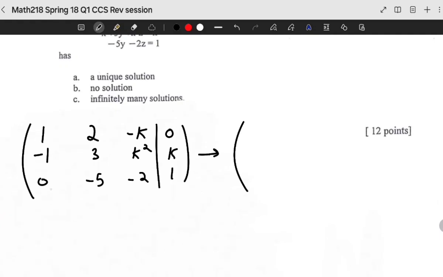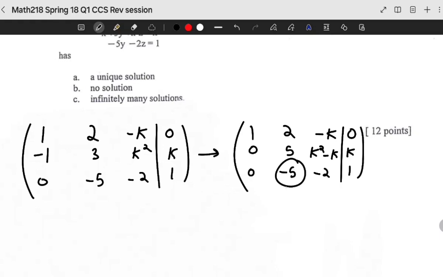My thought process here is I want to make these two entries equal to 0 by adding a multiple of row 1 to them. This entry is already 0, so I'm not going to worry about it. For this entry, I'll just add row 1 as is, so 1 times row 1 plus row 2. So 1, 2 minus k, 0. Now if I add row 1 to row 2, I would have 0, 5, k squared minus k, and k, and then 0, minus 5, minus 2, 1.